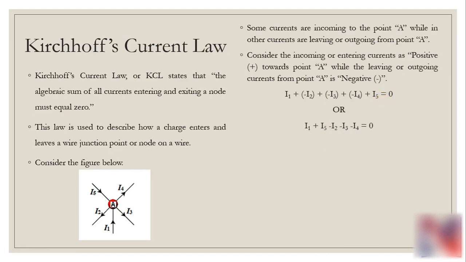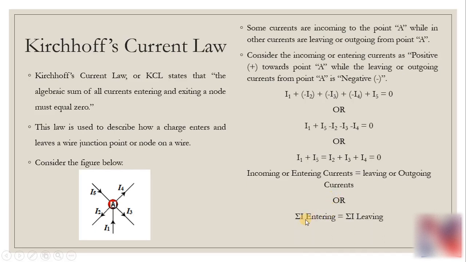This can be written as I1 plus I5 minus I2 minus I3 minus I4. This can further be written as I1 plus I5 is equal to I2 plus I3 plus I4. Generically, it can be written as incoming or entering currents are equal to leaving or outgoing currents. Its general formula can be written as summation of currents entering a node is equal to summation of currents that are leaving from the node.